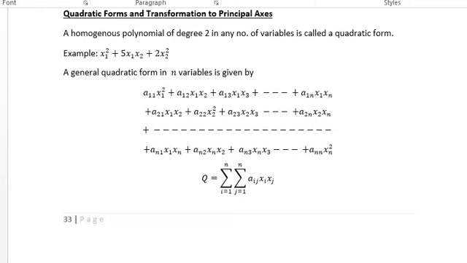Course name: Linear Algebra and Calculus, Module 1: Linear Algebra. Quadratic forms and transformation to the principal axis.